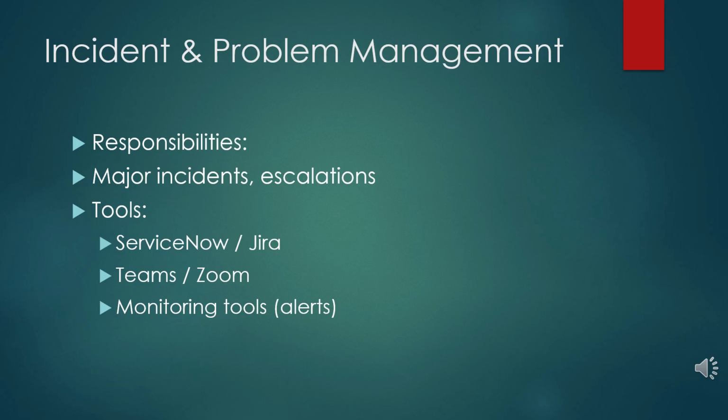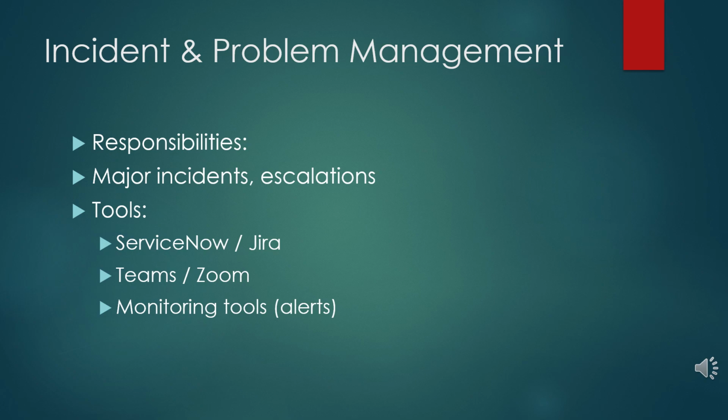Now let's move to problem management. Incident management is about fixing the issue quickly, but problem management is about understanding why the issue happened and preventing it in the future. This is called root cause analysis, or RCA. In real time, after a major incident, we perform RCA.